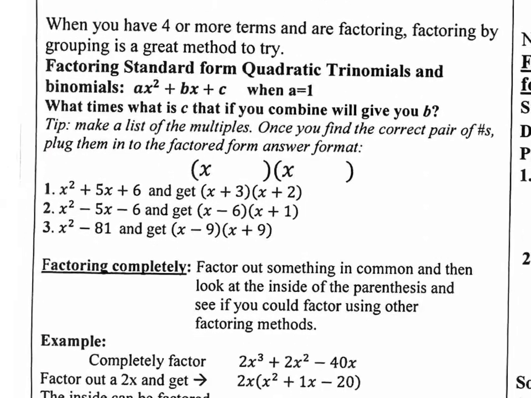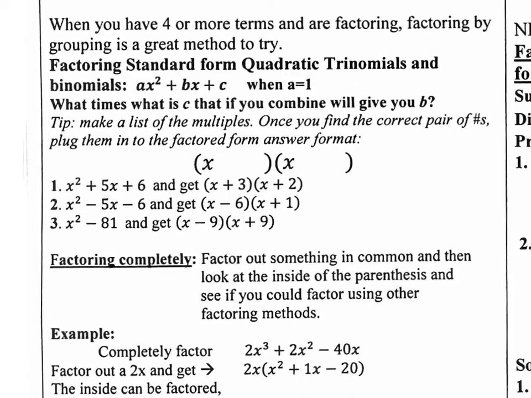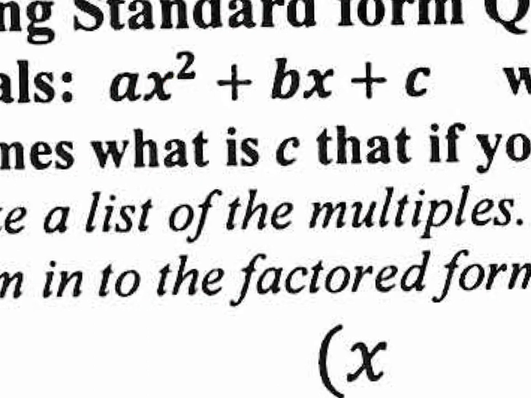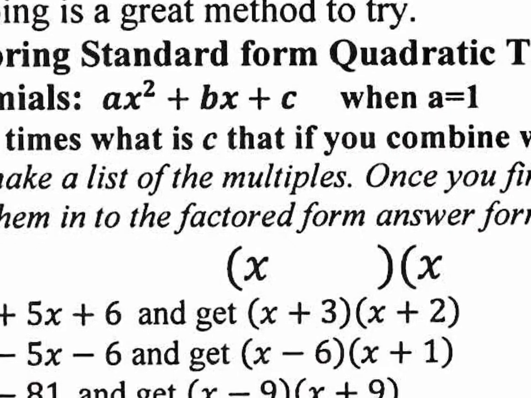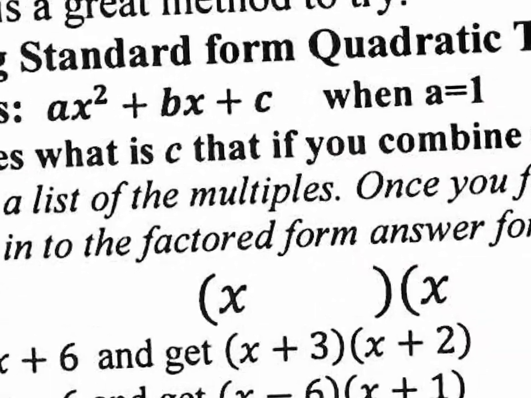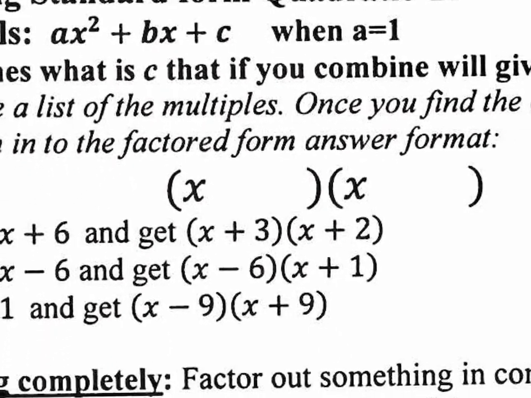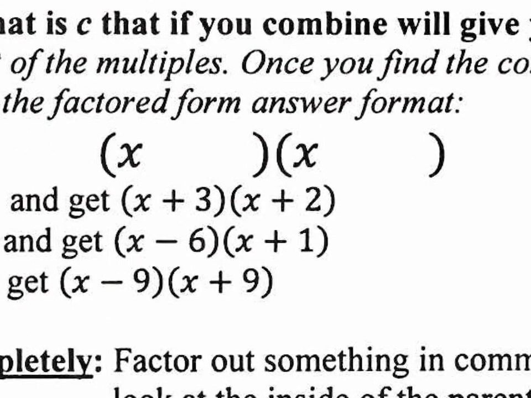All right, we also learned how to factor standard form quadratic trinomials. Remember, a standard form quadratic trinomial is simply ax squared plus bx plus c. And we know that it's really easy to factor this when that leading coefficient is 1. If the leading coefficient is 1, all you do is set up the parentheses, x and x, and you think what times what is the last number that, if you combine them together, is the middle number, and you plug in those numbers right here. You guys remember that? Okay, good.